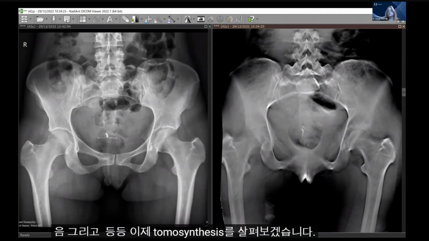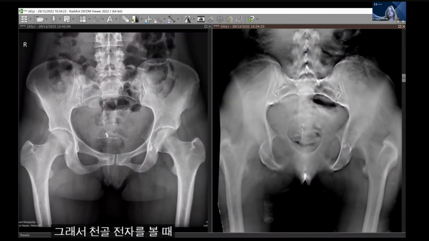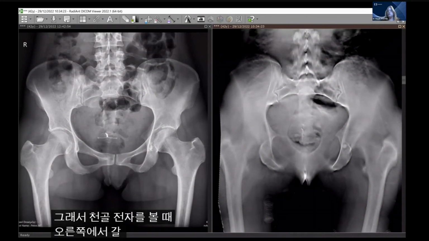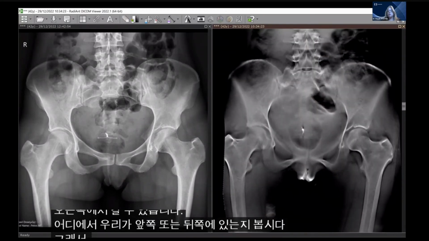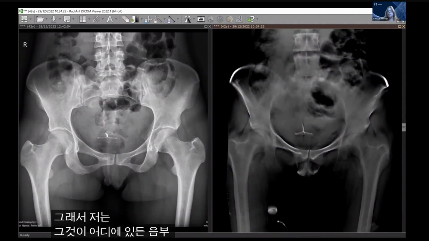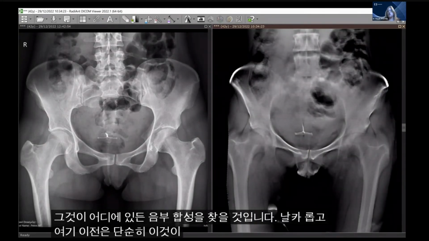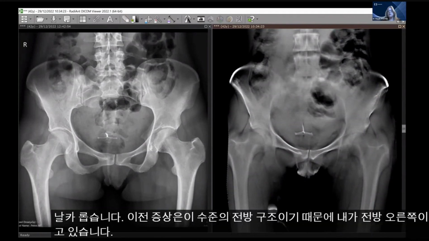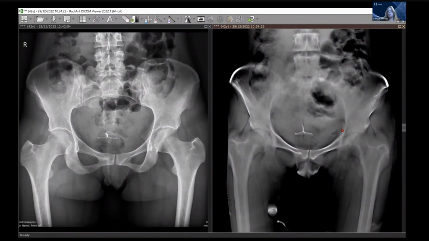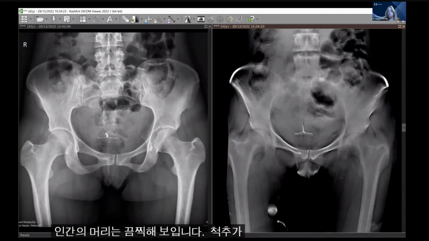Now let's look at the tomosynthesis. So when we look at the sacroiliac joints, right, we can go from, let's see, where are we anterior and where posterior. So I'm going to look for the pubic symphysis, wherever it's sharp. And here the pubic symphysis is sharp. I know that I'm anterior, right? Because the pubic symphysis is an anterior structure. At this level, the femoral heads look horrible. They're so blurred, and the joint in general, and the spine, because the spine is posterior.